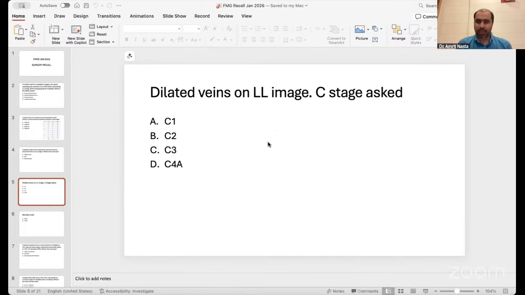Easy question. They are given an image. Patient had dilated veins in the leg. Now either it is C1 or C2. From my understanding, students are saying they were very small. They were not varicose. They were reticular varices or spider veins. They were like spider nevi. So if it is spider nevi, it will be C1.